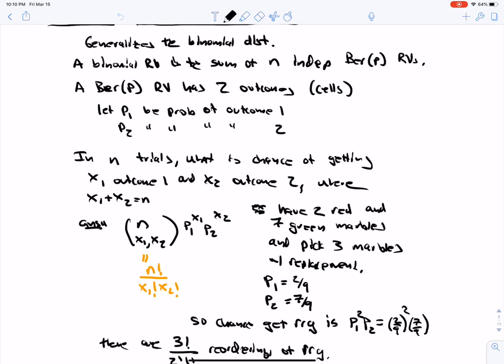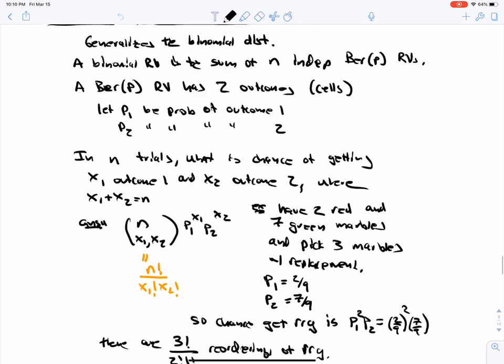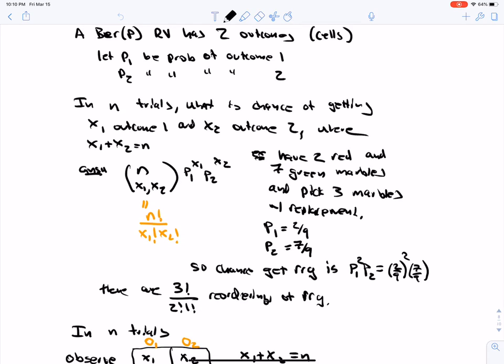So for example, if you have 2 red and 7 green marbles and you pick 3 marbles with replacement, obviously P1 then is 2 over 9 and P2 is 7 over 9. So the chance that you get RRG is P1 squared P2. In other words, 2 over 9 squared, 7 over 9. But there's no reason to just have that ordering of 2 R's and 1 G. There's in fact 3 factorial over 2 factorial, 1 factorial reorderings.